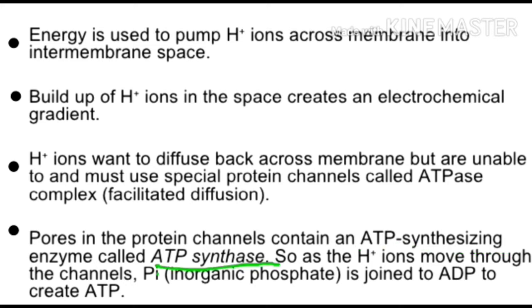As proton ions move through the channel, ADP plus inorganic phosphate together are formed as ATP. ATP generation is possible in the electron transport system with the help of the proton concentration gradient. As usual, this is the chemiosmosis process which we discussed in the photosynthesis process.